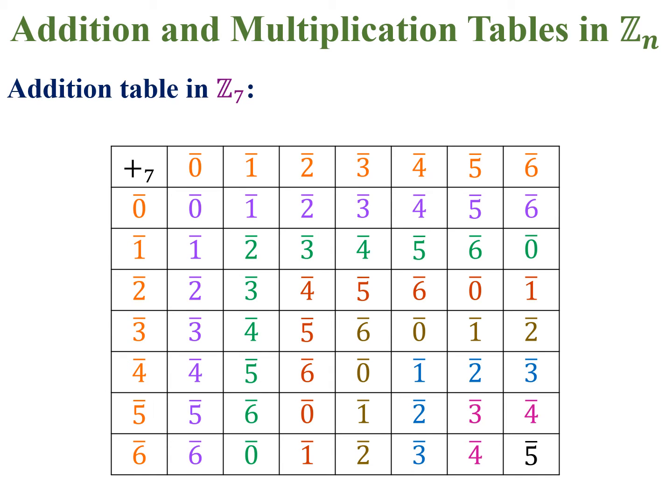These zeros mean these two are inverses of each other. This 0 means this 6 and this 1 are inverses of each other. This 0 is obtained due to addition of class of 5 and class of 2. So class of 2 and class of 5 are additive inverses of each other. This 0 is obtained due to addition of class of 4 and class of 3. So class of 4 and class of 3 are additive inverses of each other. In this way, you can get the additive inverses.